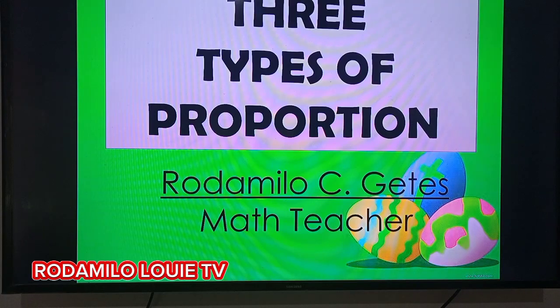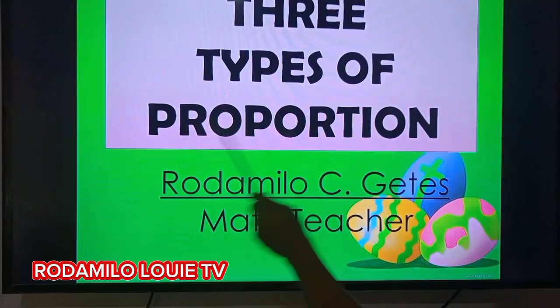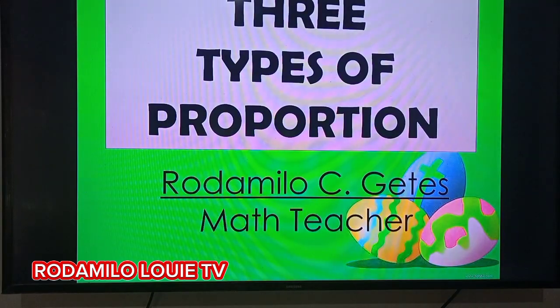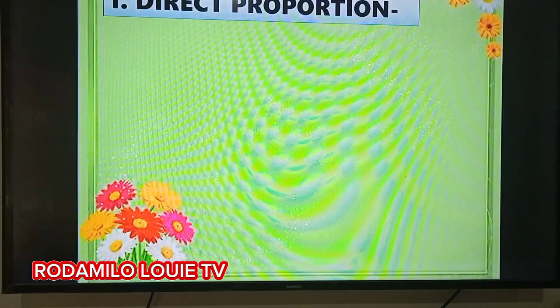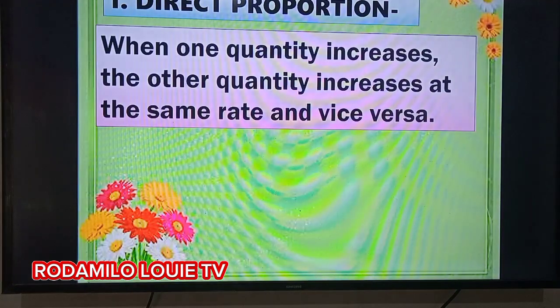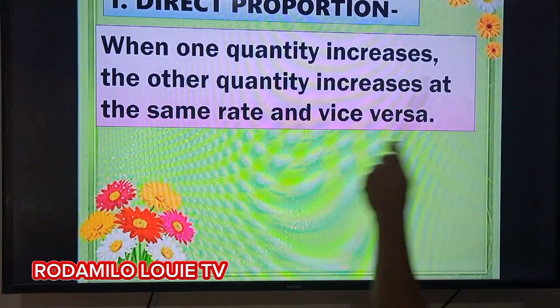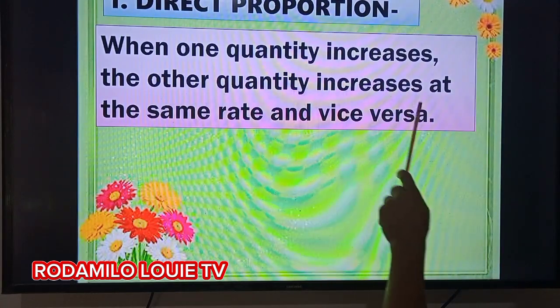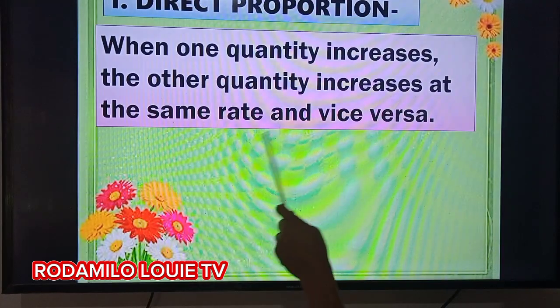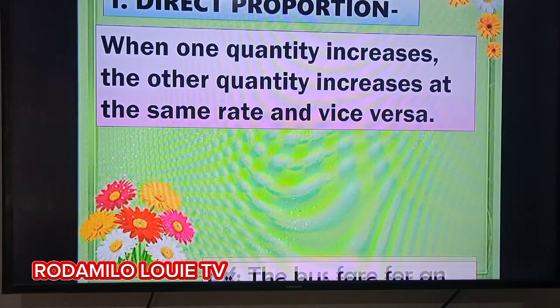Okay, today's topic is about three types of proportion. So what are the three types of proportion? First is direct proportion. So kung direct proportion, when one quantity increases, the other quantity increases at the same rate and vice versa.